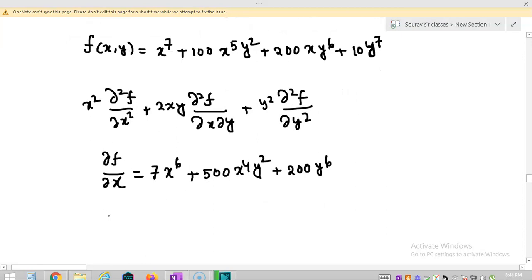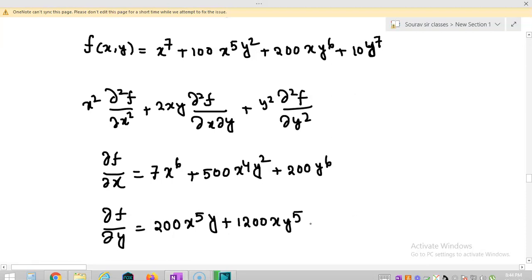What is the value of del f del y? Del f del y will be, I have to differentiate partially with respect to y. Then the first term will be 200 x to the power 5 y. The second term will be 6 into 200, so this is 1200 x y to the power 5, plus 10 into 7, it will be 70 y to the power 6, right? This is our del f del y.